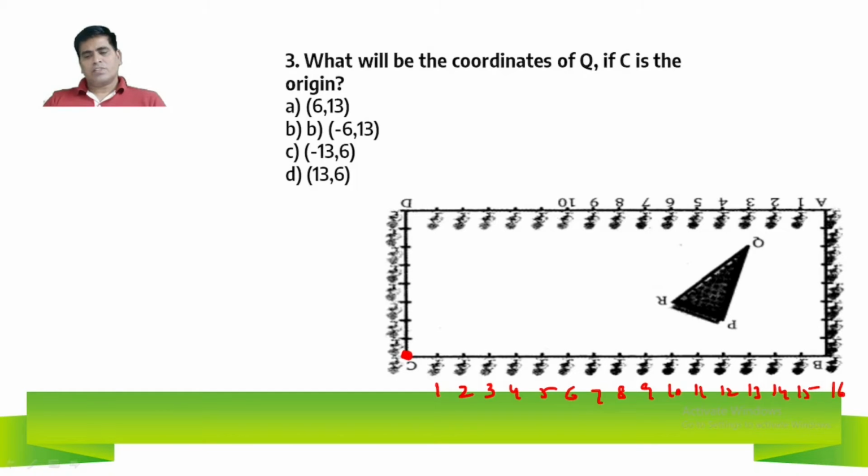Up to 15, 16, and the upper portion is 1, 2, 3, 4, 5, 6, 7. So now I have to drop the perpendiculars from Q point. So this is the Q point I have identified. You have to drop the perpendicular on x-axis. It is clearly showing that that is 13. Drop the perpendicular on y-axis, and it is clearly showing that it is 6.